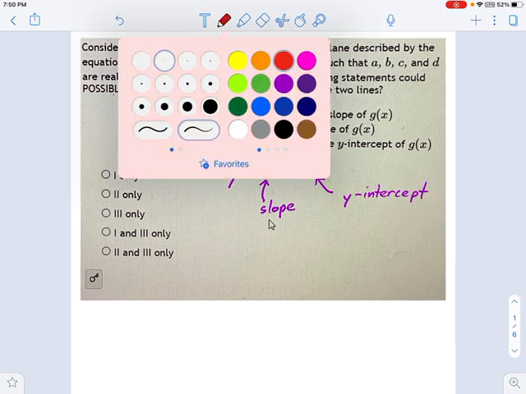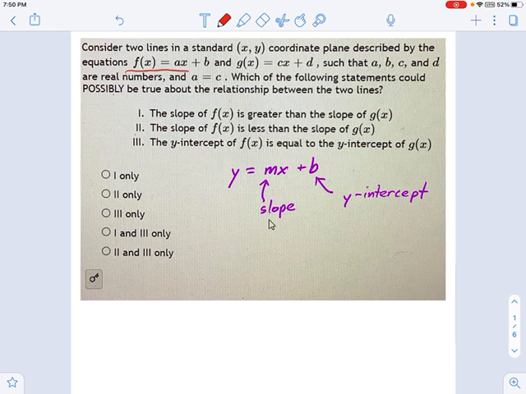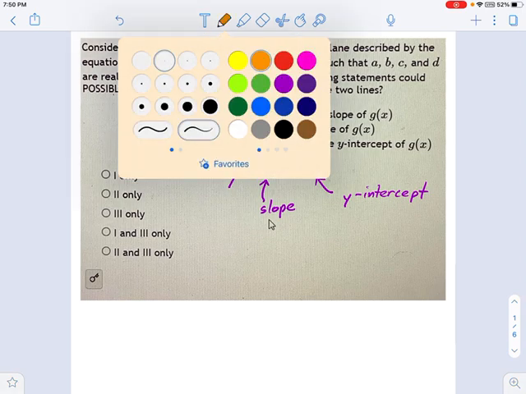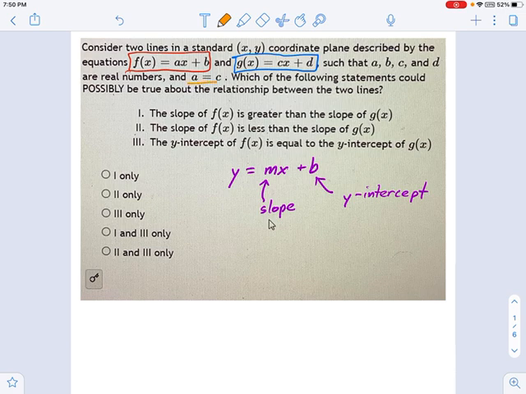I've got two equations, and I'll put them in red and blue. Here's my first equation. F of x, or y, equals ax plus b. Great. Here's my second equation. G of x, a different y, equals cx plus d. And a, b, c, and d are numbers with one very special thing going on, which is that a equals c.